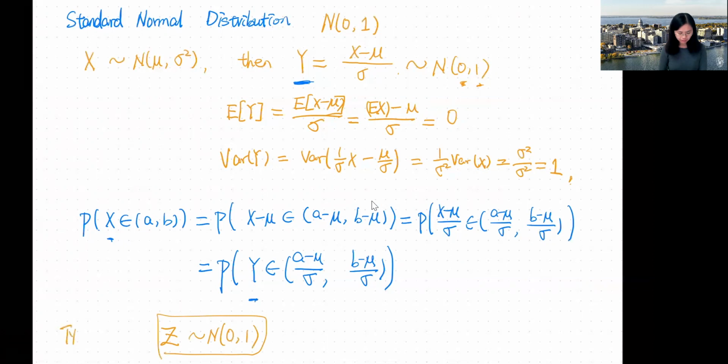So typically we use the symbol z to stand for a standard normal random variable. The symbol actually doesn't matter, but it's just a convention that people often use z to stand for a standard normal random variable.